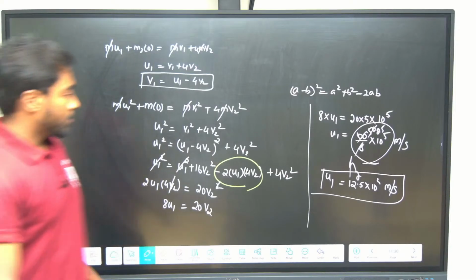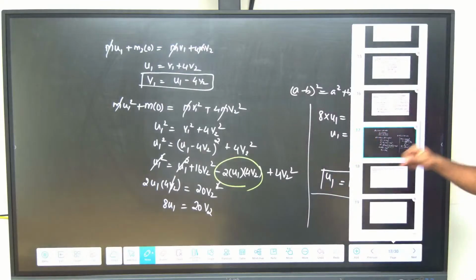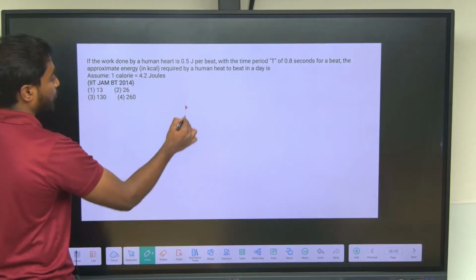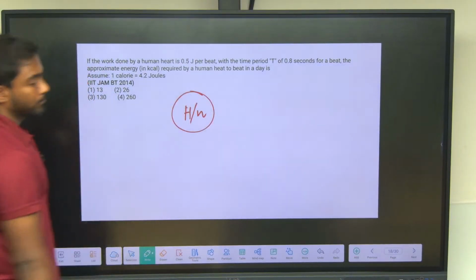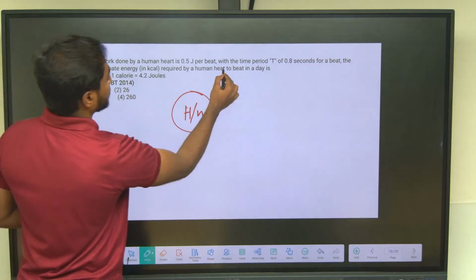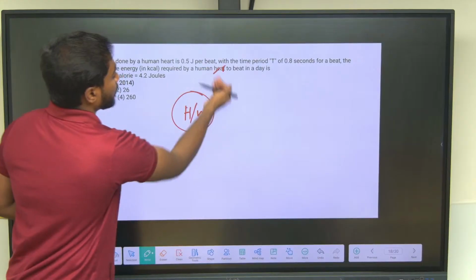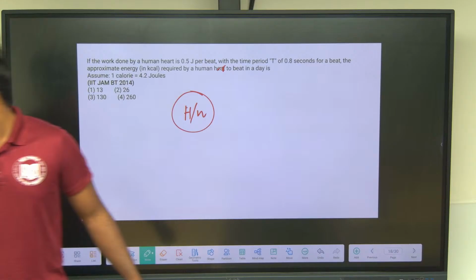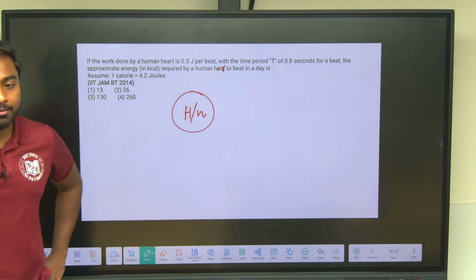Done. So this is a homework question for you. If the work done by a human heart is 0.5 joules per beat with the time period of 0.8 seconds for a beat, the approximate energy required by a human heart to beat in a day is? You can give answers in the comment box if you are watching, and you can give answers in the next class.